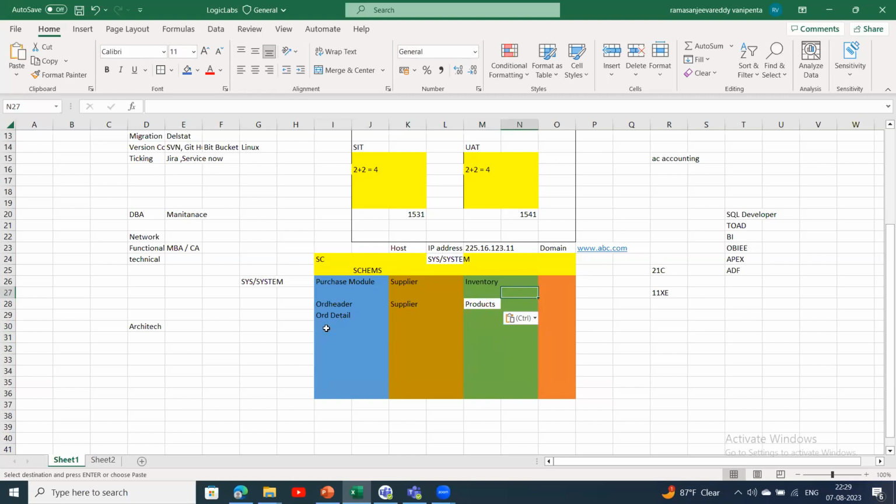The system should only allow us to create orders. That's it. From this user, the system can allow you only to select suppliers from the provided list of suppliers. It should not allow you to enter your own supplier information. If you have all these tables in the same schema, there is a chance that you can even modify the details.